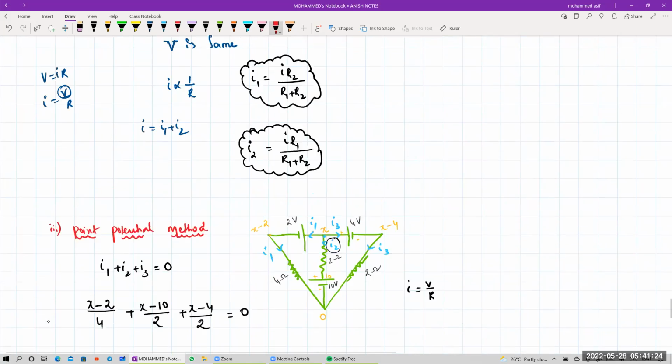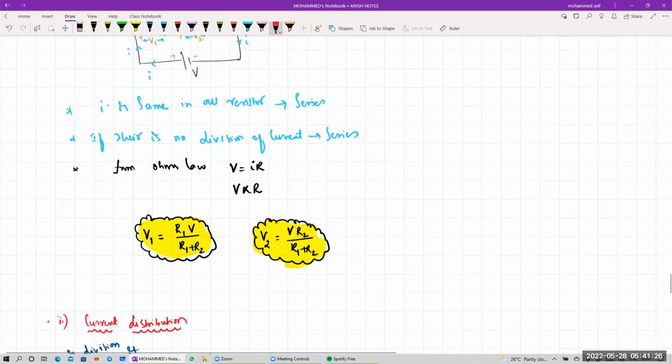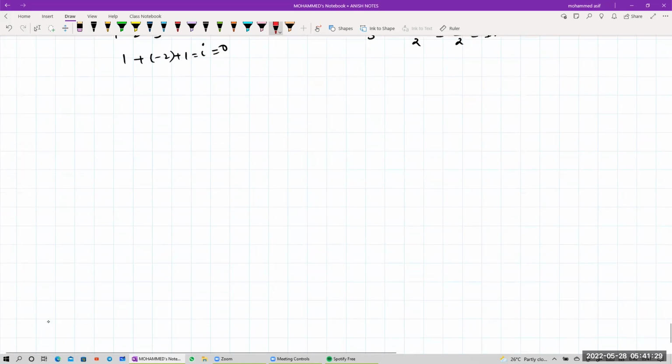Next one. Ninth one. Combination of resistors.